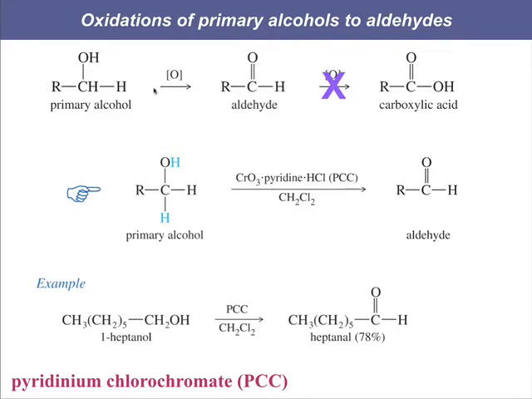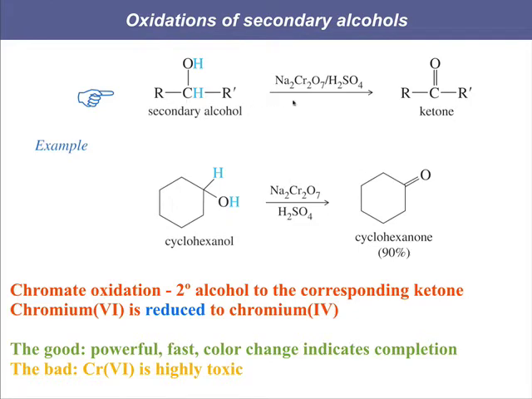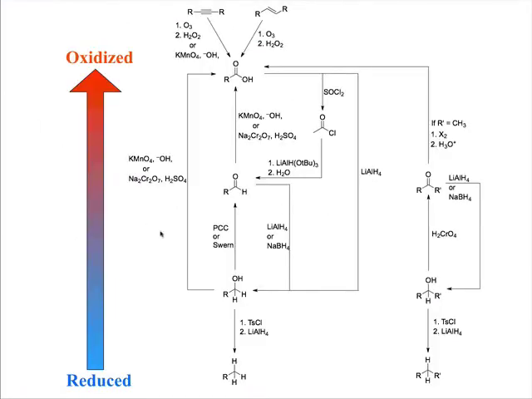So we've looked at primary alcohols to aldehydes. We saw primary alcohols to carboxylic acids, and we've seen secondary alcohols to ketones. Those steps are on our reaction map. Here's a primary alcohol to an aldehyde, primary alcohol all the way to the carboxylic acid, or secondary alcohol to the ketone. These steps that we're covering on individual slides are eventually going to be summarized on our reaction map.